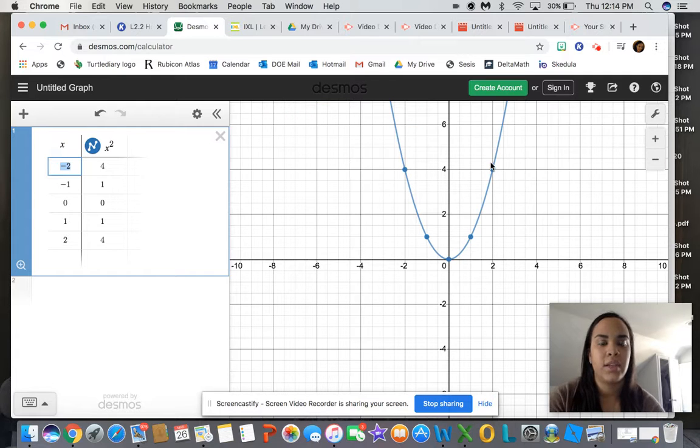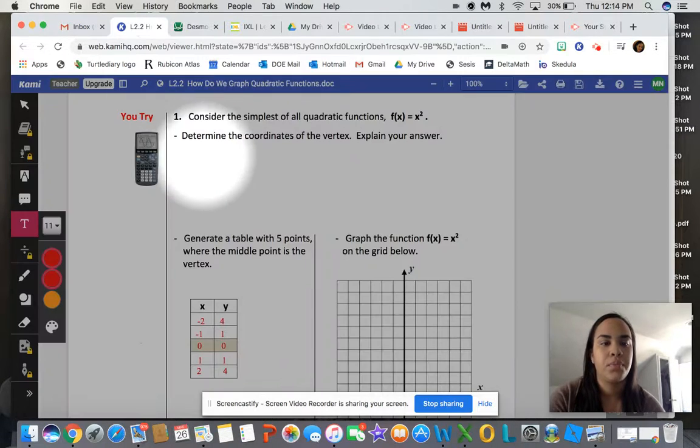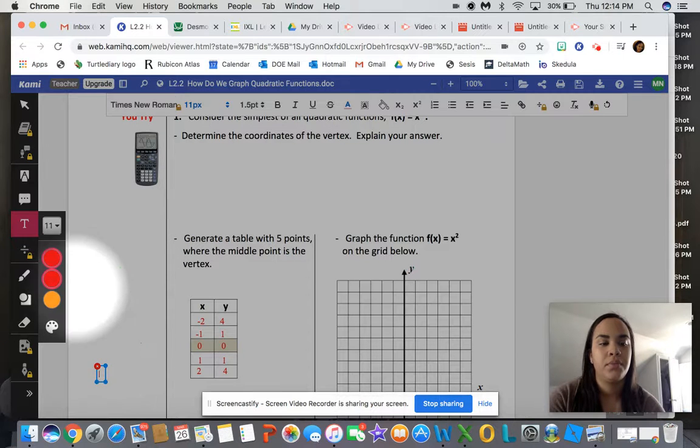And the question is asking, what is the vertex, and explain why. The vertex over here is what? 0, 0. So over here, we're going to just put in 0, 0.